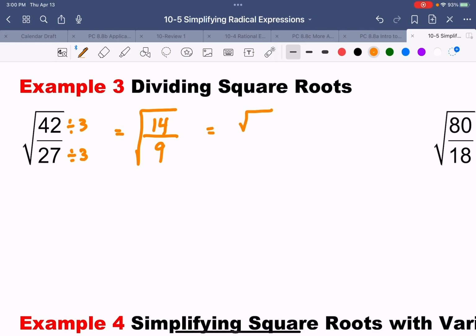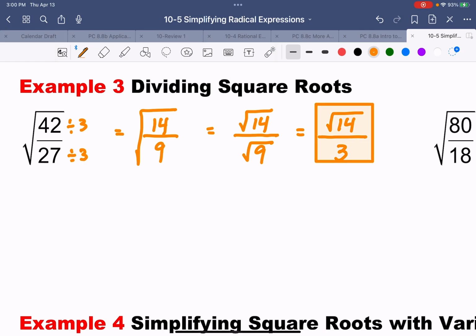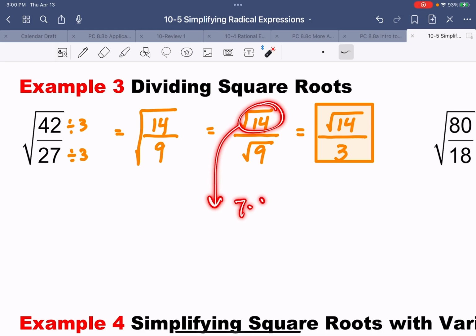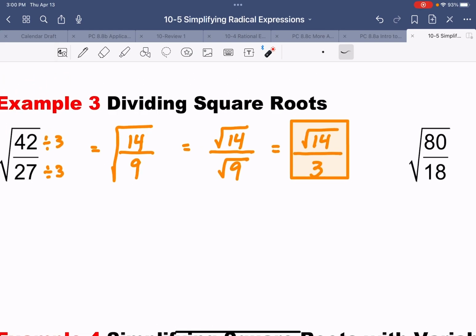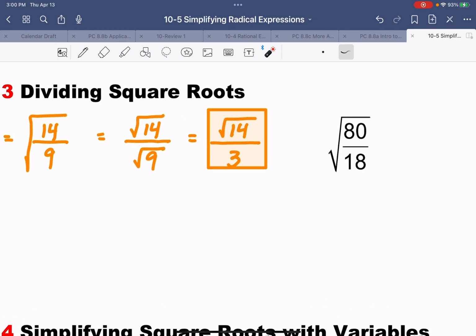Then our quotient property says I can break this up as the square root of 14 over the square root of 9. And of course, 14 doesn't simplify, but 9 does. That's a perfect square. Now, I didn't bother with 14 because it's just 7 times 2. And there's no pairs there. This can't simplify. Just because it's even doesn't mean it simplifies. There's no pairs of prime numbers that I can pull out. There's no perfect square.